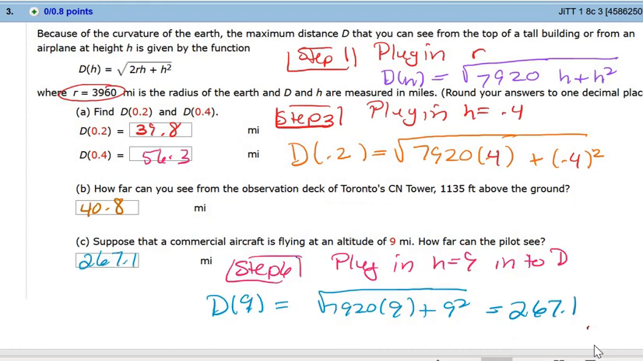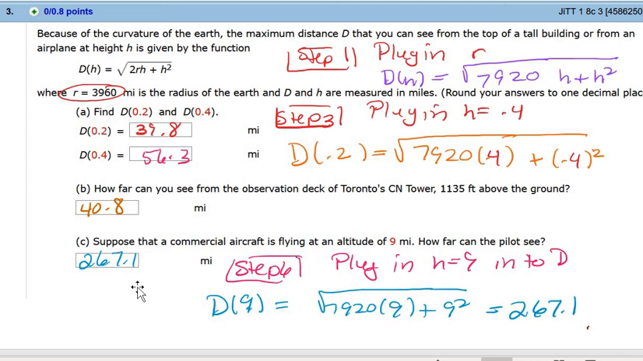The last one is you're flying in an aircraft. Supposedly it's all clear. You plug it into the equation for, it's already in miles. How far can the pilot see? 267.1 miles. So we get these kind of problems.